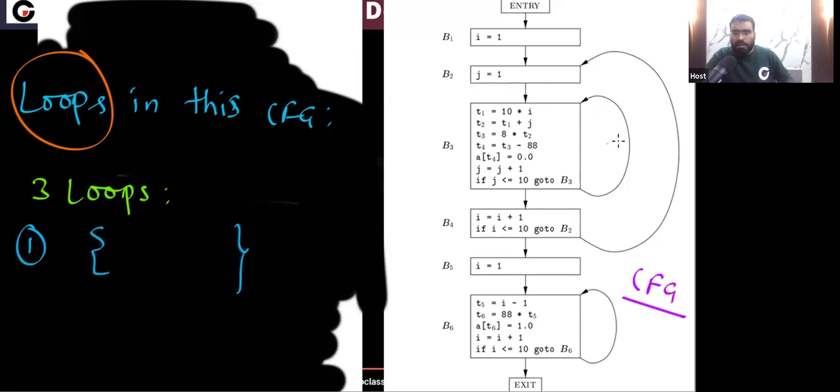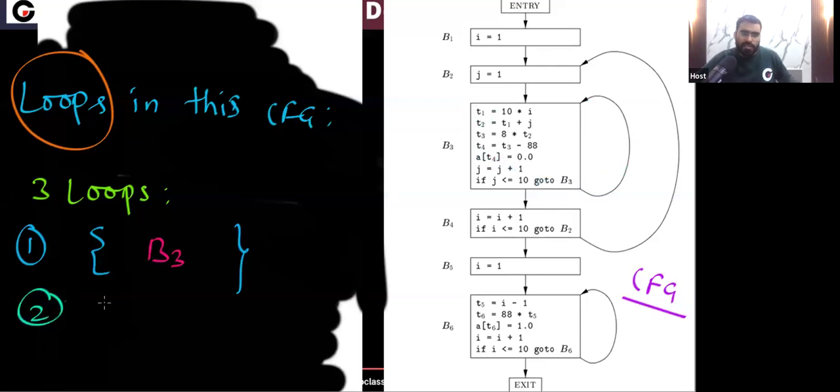See, this is a loop. This has only B3. B3 to B3, so I can just put B3 here. This is the loop, right? B3 to B3. So this is a loop.